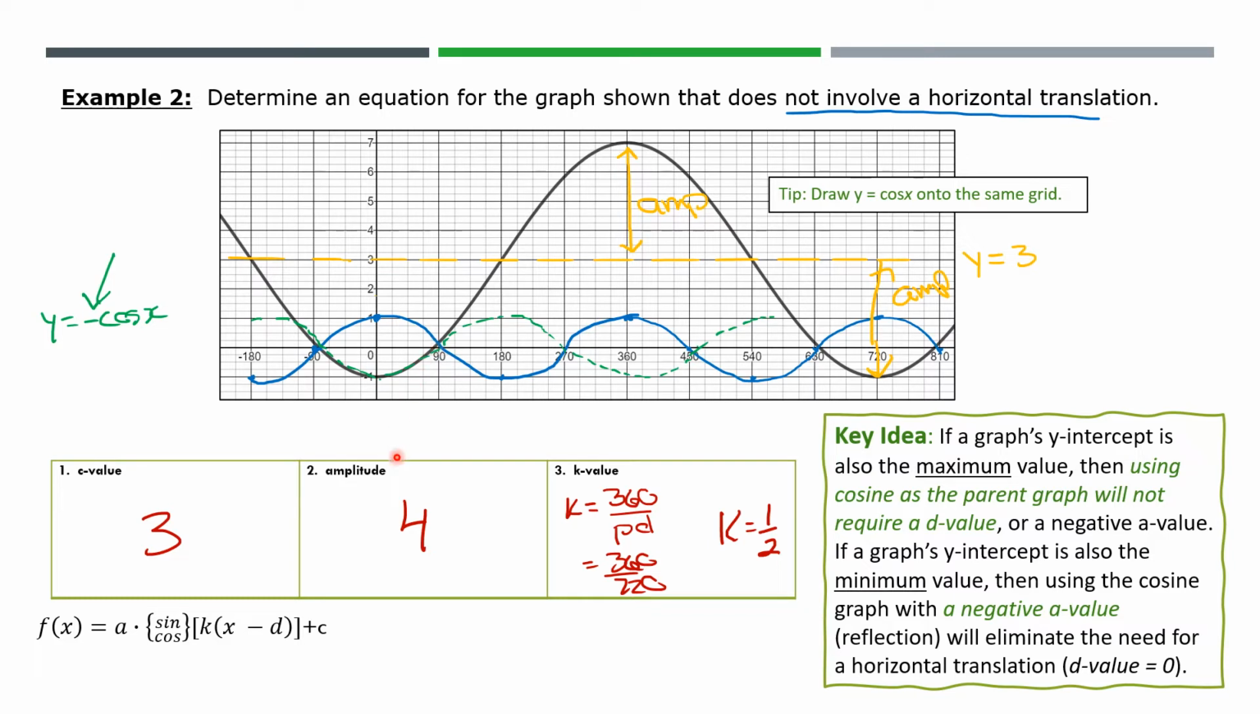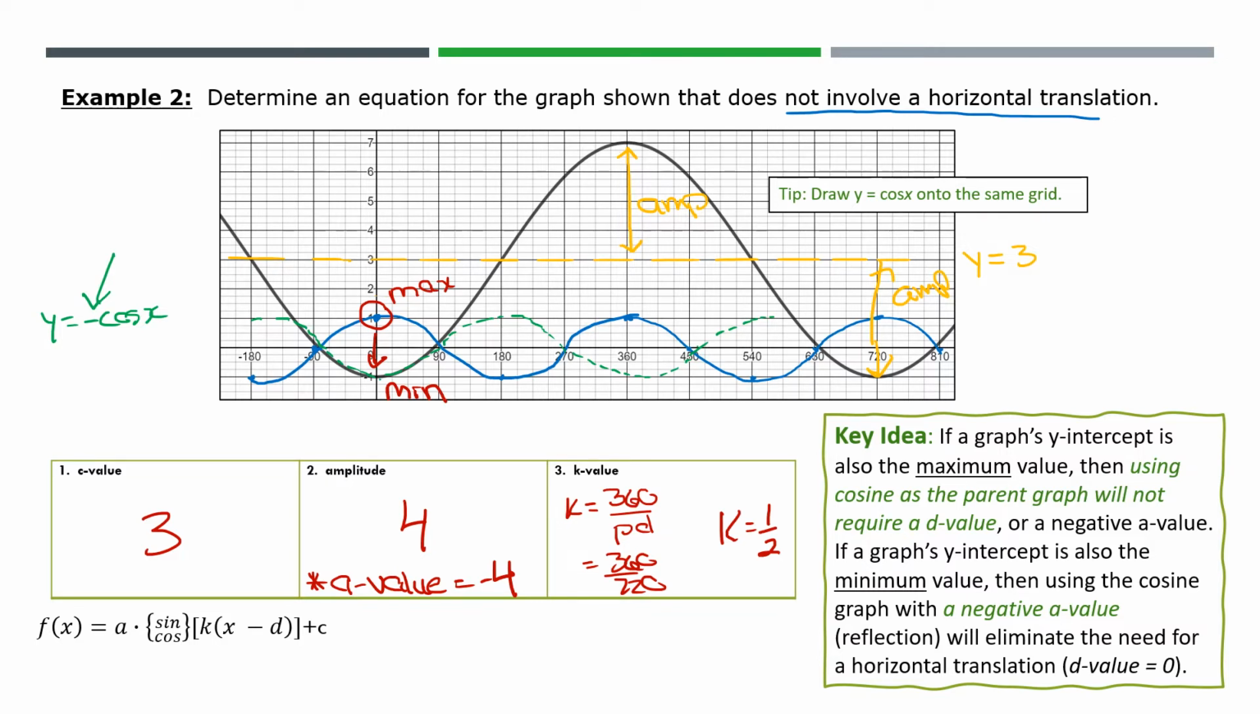The only difference is my amplitude is 4, but my a value is going to have to be negative 4, which takes this point right here that was a maximum on the parent graph and flips it down to where I need it, at a minimum.